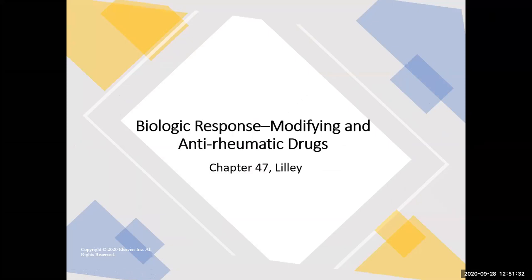We're going to cover some biologic response modifying and anti-rheumatic drugs in the concept of inflammation. These can be found in the Lilley textbook, chapter 47. And that chapter has a great deal of drugs in it, and most of them are related to treating cancer or the effects of cancer. And we'll come back around and look at those another day.